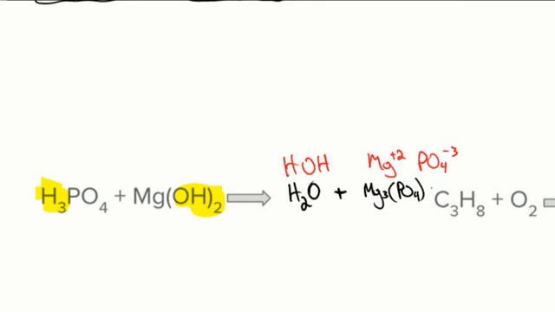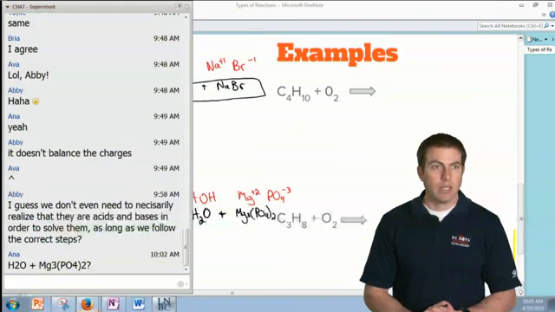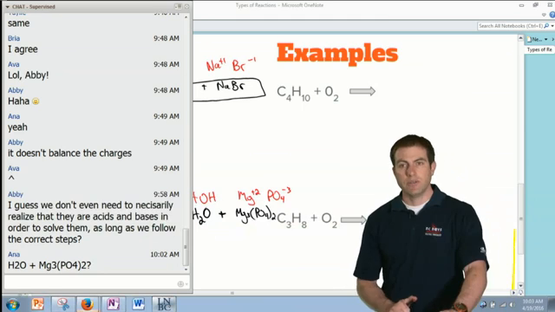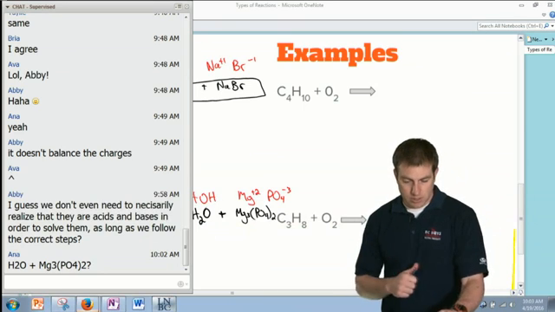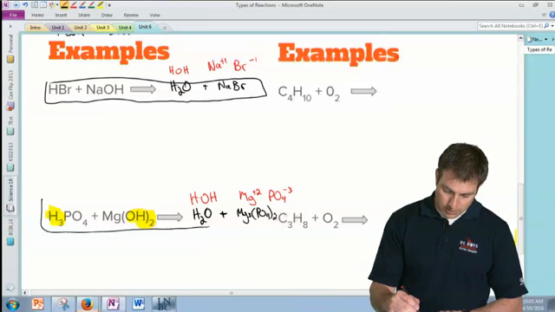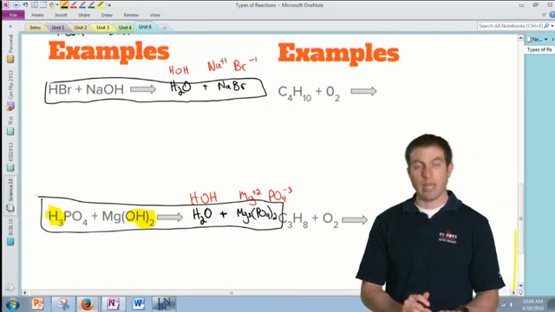Mg3PO4. And because I have more than one of that group, I have 2 of the group, I put it in brackets so I don't get confused and write PO42. And Anna, you were on the money here, H2O, Mg3(PO4)2. So that's terrific, because that's a bit of a trickier one. That's kind of as messy as they'll get, that one right there.